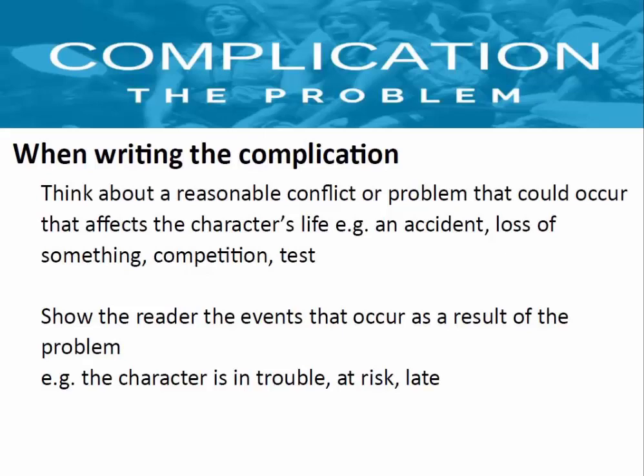Now let's look at how you can write a complication in your narrative. The complication comes after your orientation, so you've introduced the characters and the setting and you've established your point of view. Now what you have to do is introduce the problem or the conflict. Think about a reasonable conflict or problem that could occur that affects the character's life.